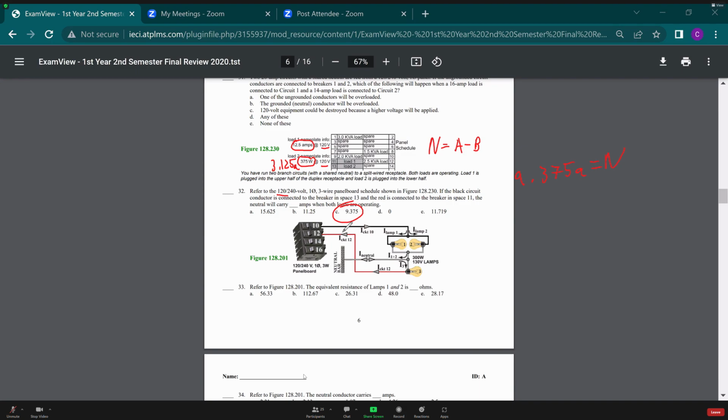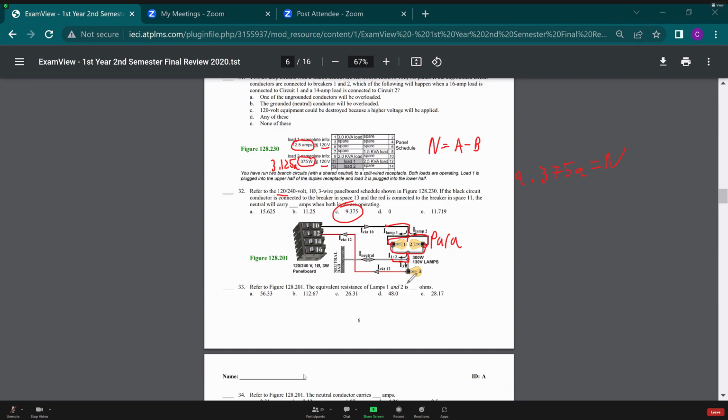The equivalent resistance of lamps 1 and 2 is blank ohms. So if we're looking for an equivalent resistance, that means that that resistance is probably combined in somehow. Let's see how it is combined. If I have one black wire coming in, hooking up to both lamps, and one white wire coming in, hooking up to both lamps, we're connected color to color in this case, or in parallel. There are multiple paths back to source. Because there are multiple paths back to source, then I know I'm in parallel.